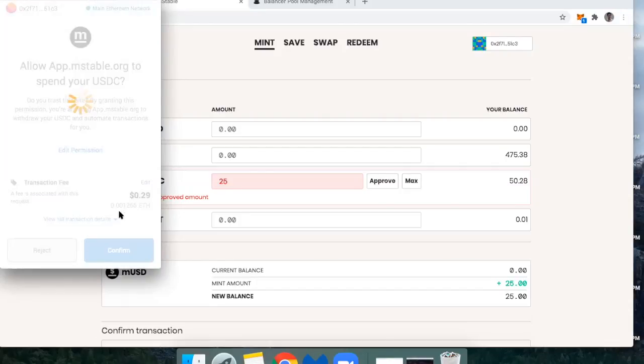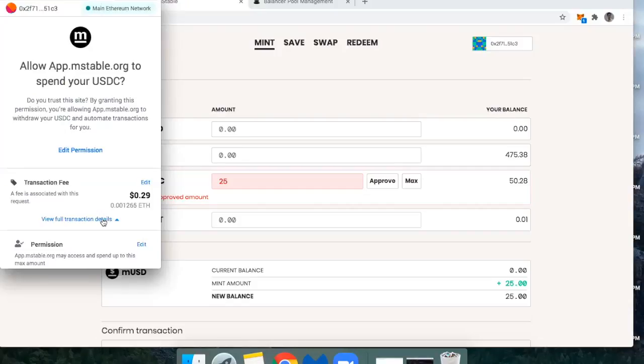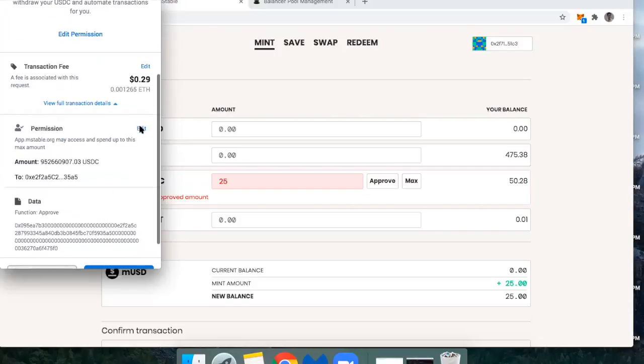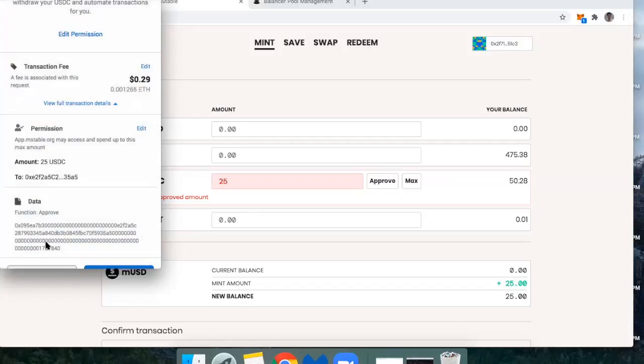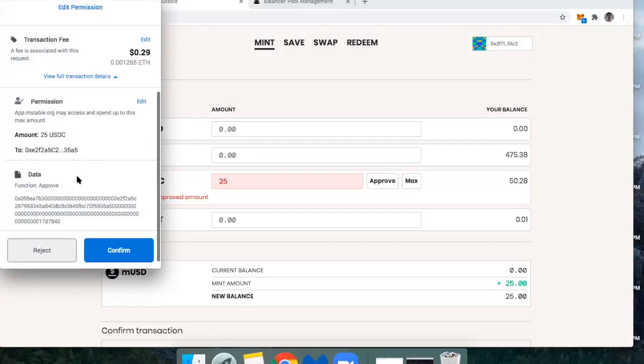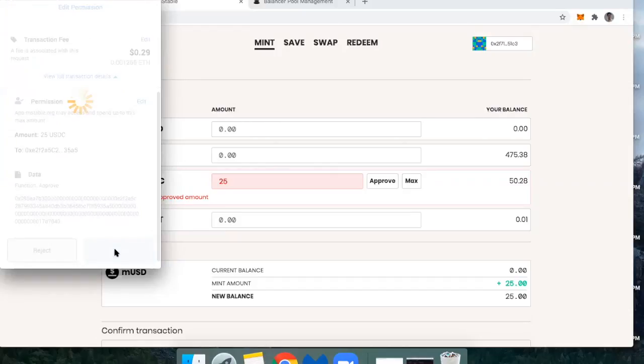Okay, the other part of this is I don't want to give unlimited permission to move my tokens, just in case someone maliciously got control of these smart contracts. So I'm going to change this to just 25. Notice it was essentially at unlimited before. So that to me is very, very dangerous. Okay, that's it. So we've got a lower gas price. We've got permission to move 25 USDC. We can hit confirm.